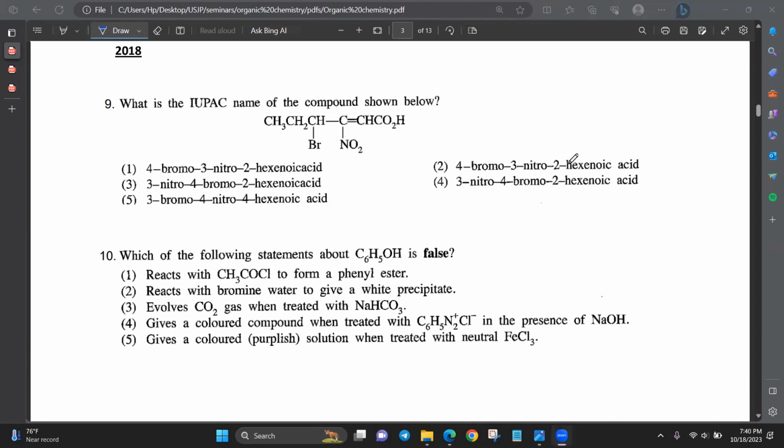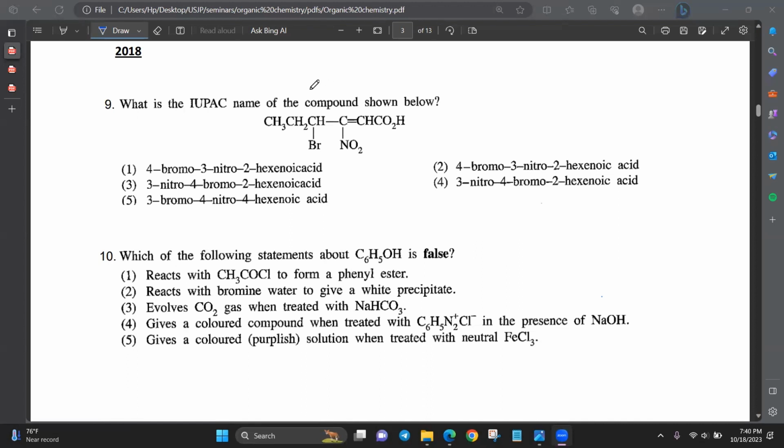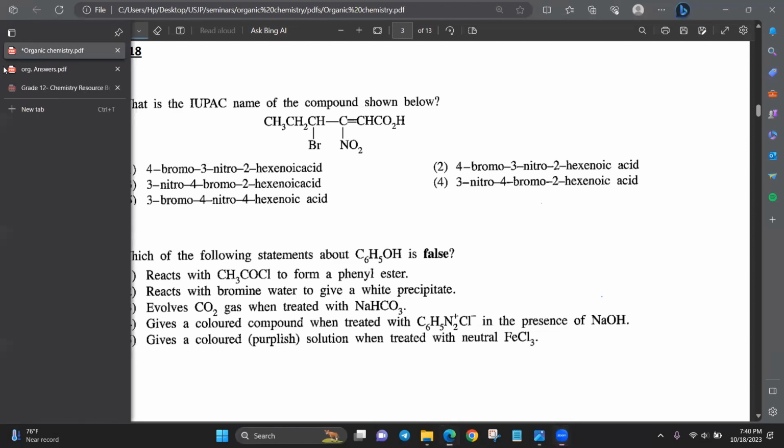Ninth question. What is the IUPAC name of the compound shown below? Now they have given us a compound, and we have to find the IUPAC name. Just follow the basic rules. Whenever there's a compound, first go to the functional groups, then figure out the priority order of the functional groups. After that, find the stem name. After finding the stem name, consider the substituent groups. Then attach those substituent groups to the stem name. That's all you have to do in the IUPAC name.